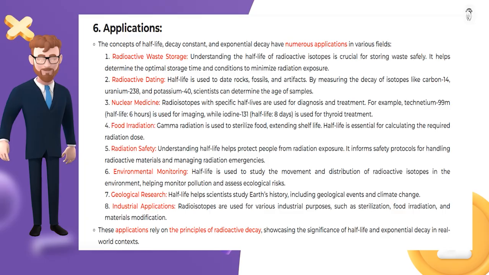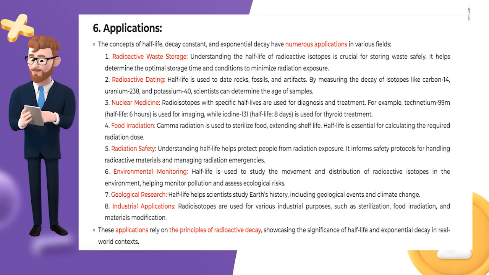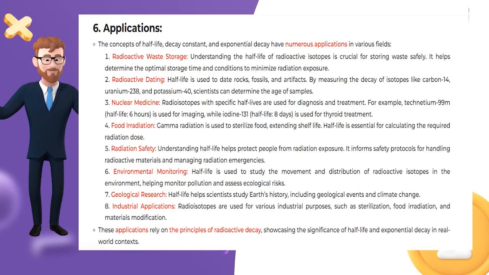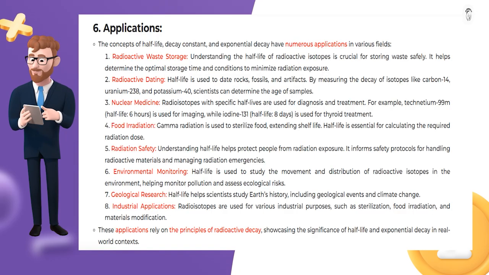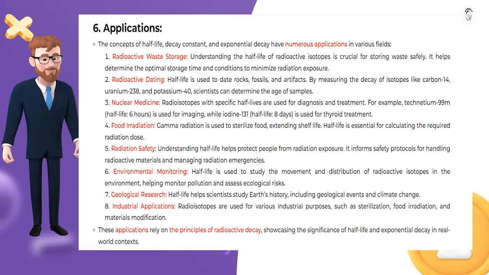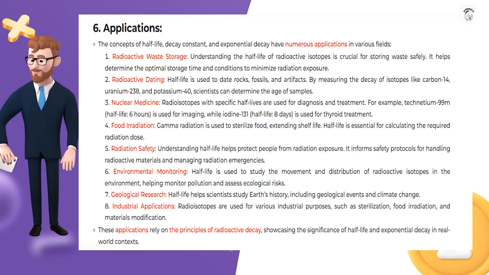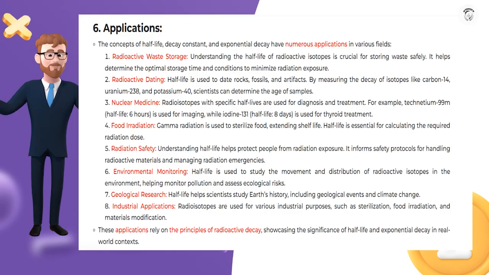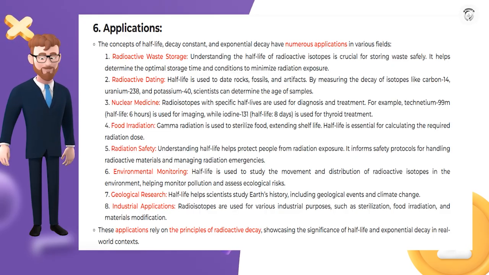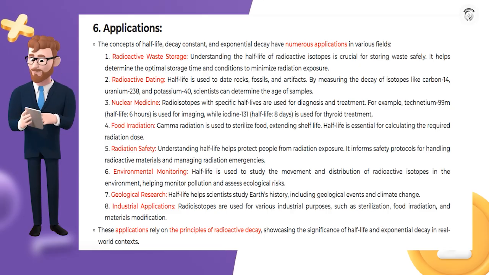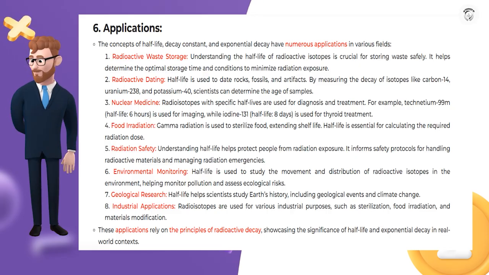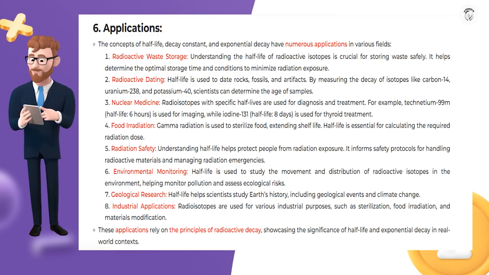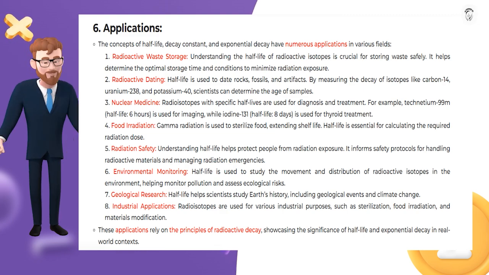Then food irradiation. For example, gamma radiation is used to sterilize food. Half-life is essential for calculating the required radiation dose. Then comes radiation safety. Understanding half-life helps to protect people from radiation exposure. It informs the safety protocols for handling radioactive material and managing radiation emergencies.